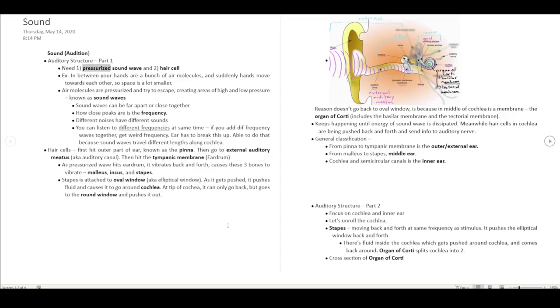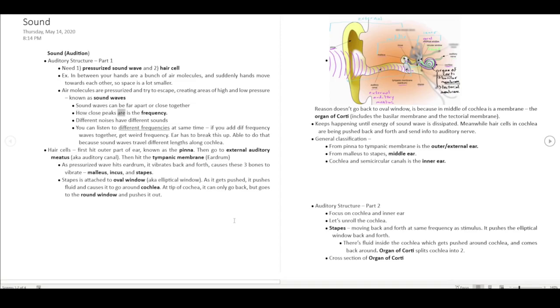Need 1, pressurized sound wave and 2, hair cell. In between your hands are a bunch of air molecules, and suddenly your hands move towards each other, so the space is a lot smaller. Air molecules are pressurized and try to escape, creating areas of high and low pressure known as sound waves. Sound waves can be far apart or close together.